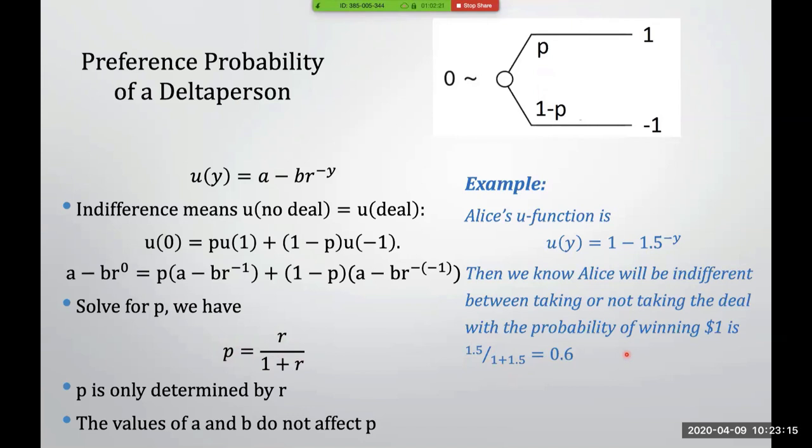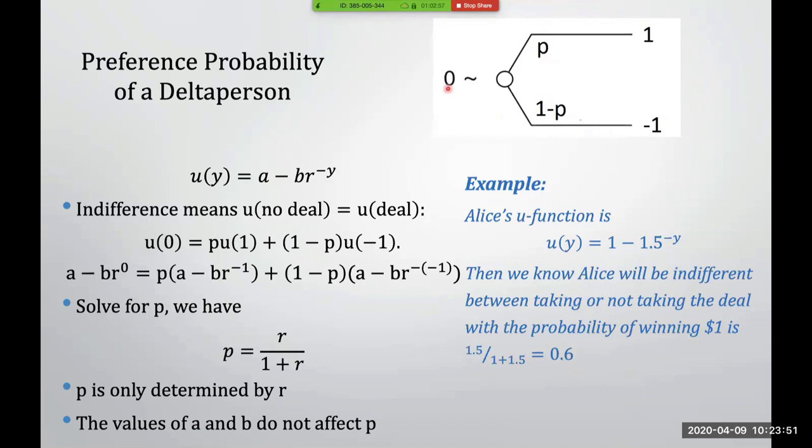And as you can imagine, if we have another person whose r is equal to 2, then this p would be equal to 2 over 1 plus 2, which would be equal to 1/3. Okay. So this probability 0.6 is the indifference probability, meaning when p is equal to 0.6, Alice is indifferent between this binary deal and not taking the binary deal and walking away with $0 losing or winning.